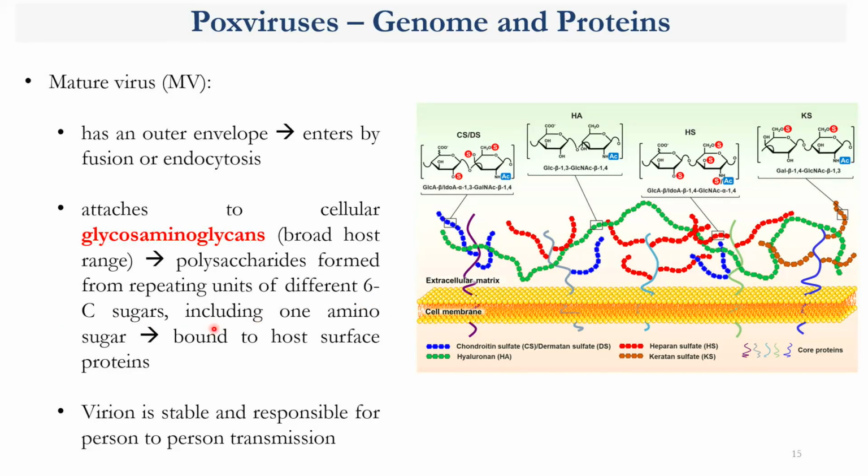And these polysaccharides usually have 1 amino sugar. And they are attached to the host cell surface protein. So there are different ones you can see here. Again, don't memorize these names, just understand that the virus surface proteins will bind to the various sugars that are present on the cell surface, okay? And this mature variant is actually fairly stable, and it's responsible for person-to-person transmission, okay?